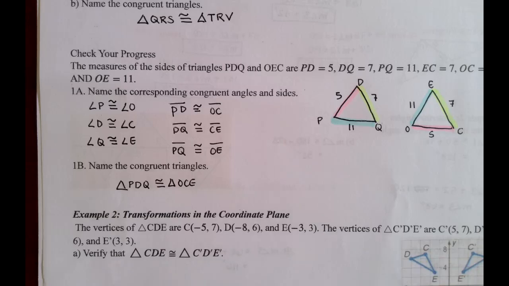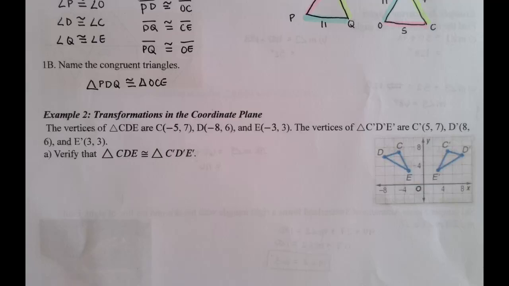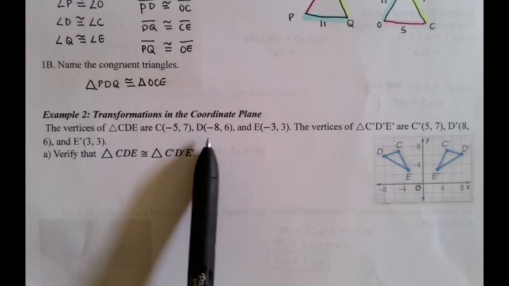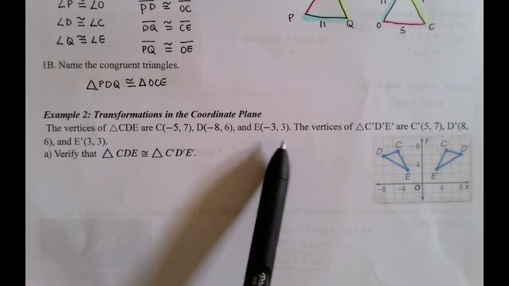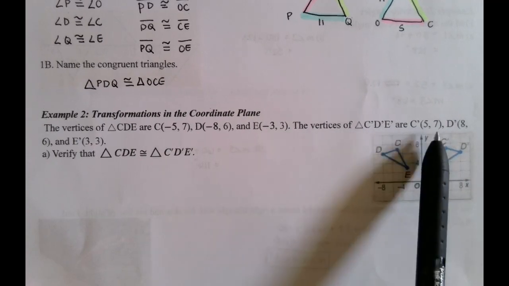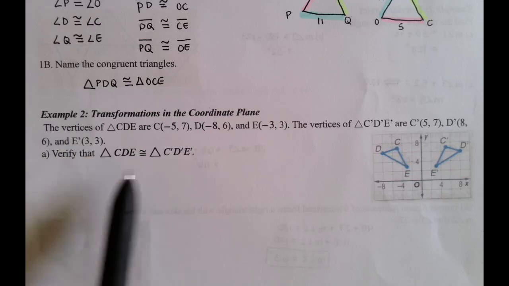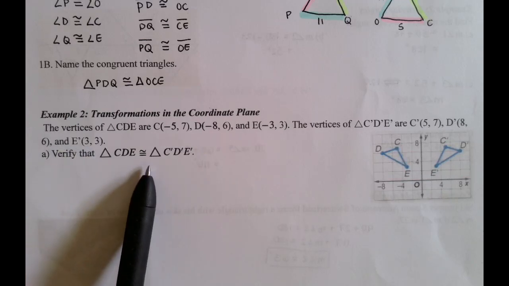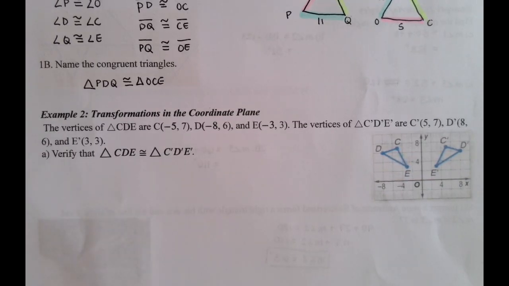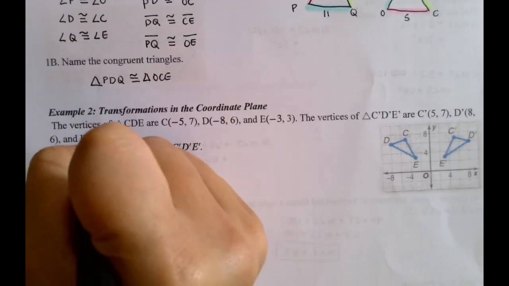Okay, so then the next one here is transformations in the coordinate plane. The vertices of triangle CDE are C (-5, 7), D (-8, 6), and E (-3, 3). The vertices of triangle C'D'E' are C' at (5, 7), D' at (8, 6), and E' at (3, 3). We want to verify: is triangle CDE congruent to triangle C'D'E'? So I'm going to find the measurements of each. I'm going to start with CD and see how long it is.